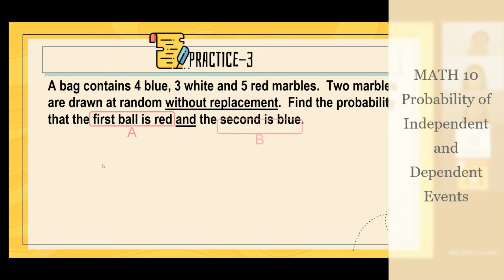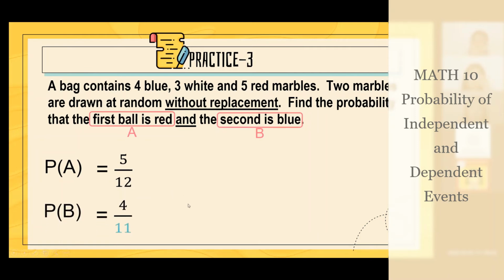So A again, number of red, and B, number of blue. Probability of A, there are 5 red, so 5/12. Probability of blue, there are 4 blues, but this time it's over 11 because of the words without replacement. Getting the second ball or marble is affected by getting the first one because it's not replaced. It's not put back. That's why minus 1 from 12. There are 11 marbles left when you will get the second ball.